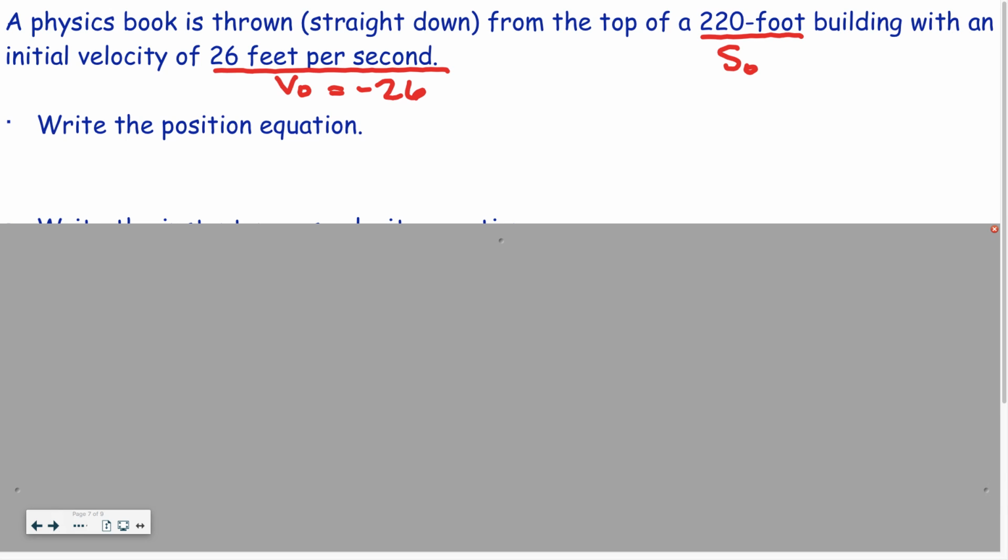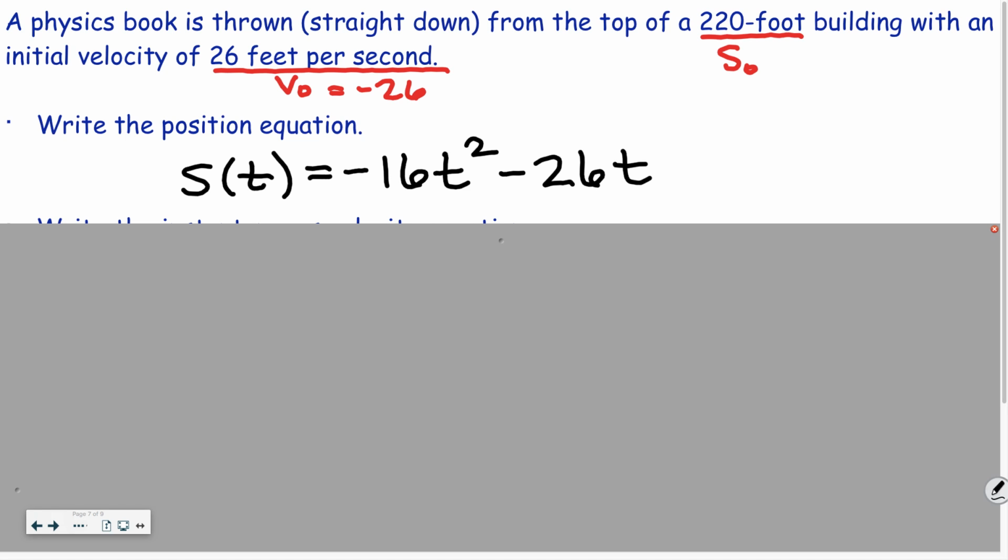So our position equation, 1/2 times gravity. Which gravity are we going to need to use since things are in feet per second? We're going to have to use this gravity. So gravity times 1/2 would be negative 16. So we have negative 16 t squared, plus velocity times t, negative 26t because our velocity is negative, plus our initial height.